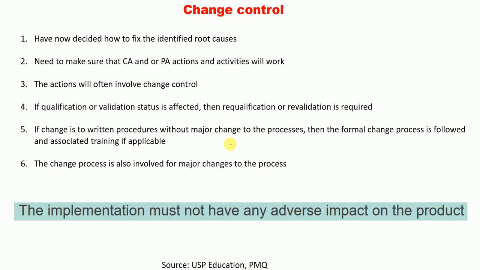So, change control. Once we have decided how to fix the identified root causes, we have to make sure that the corrective or preventive actions and activities will work. These actions will often involve change control. If qualification or validation status is affected, then we have to re-qualify or revalidate. If the change is to the written procedure without a major change to the process, then the formal change process is followed, and associated training if applicable. Change control is also involved for major changes to the process.